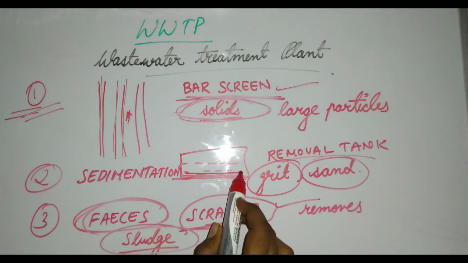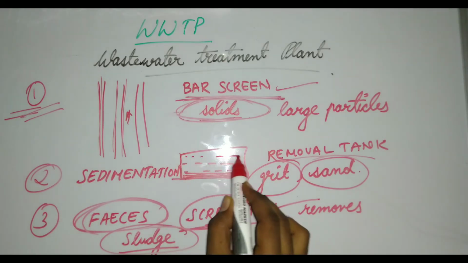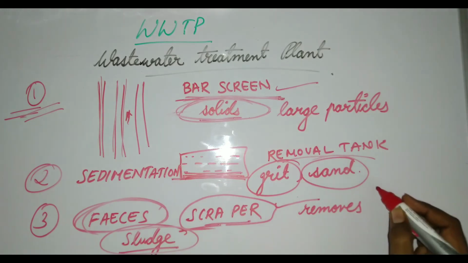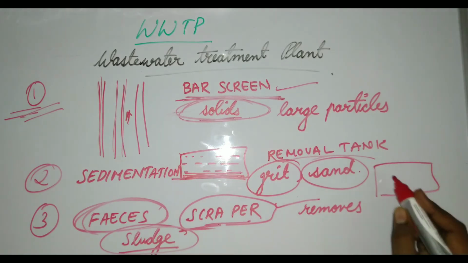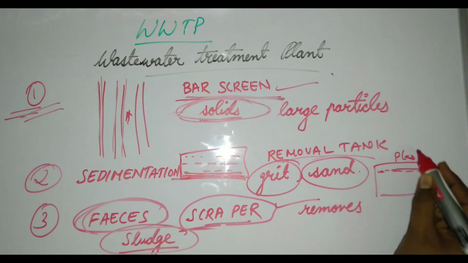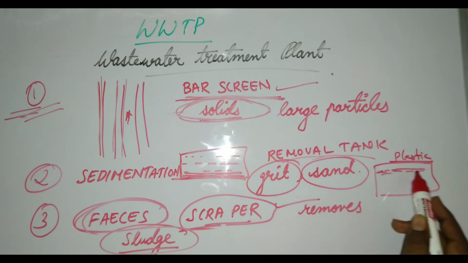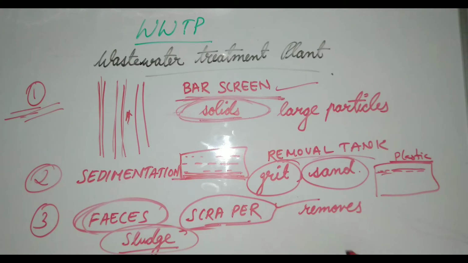So basically they are first allowed to settle down, then they are removed by the equipment called as what? Scraper. So now some of the solids may be floating. See, I'll show you. So basically in the tank some of the solids may be floating. You might have seen plastics or any sort of floating material floating over the tank.